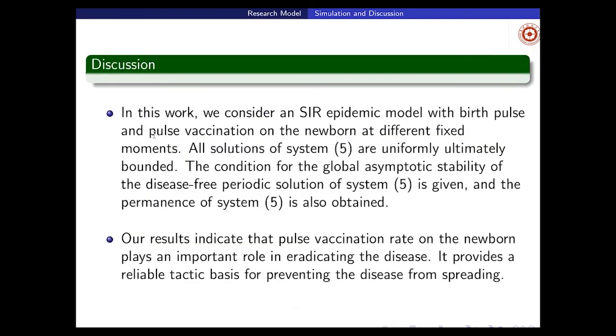Discussion. In this work, we consider an SIR epidemic model with both pulse and pulse vaccination on the newborn at different fixed moments. All solutions of system 5 are uniformly ultimately bounded. The condition for the global asymptotic stability of the disease-free periodic solution of system 5 is given, and the permanence of system 5 is also obtained.